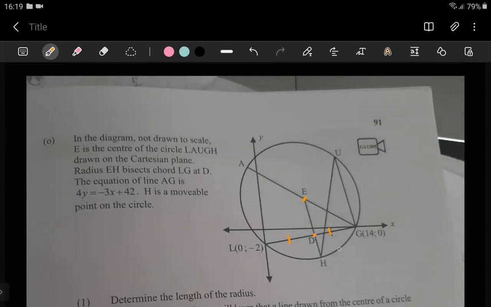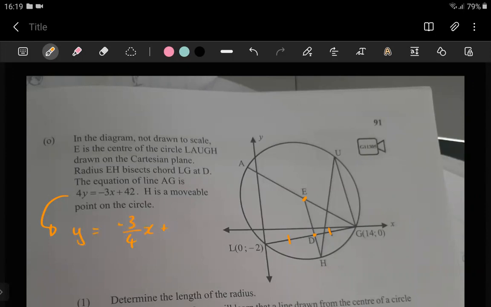So H is a movable point on the circle. Okay, that's interesting. Now the key thing is, anytime you're given an equation of a circle in a format that's not standard, always put it in standard form first. It'll make your life a bit easier. So here we will need to divide by 4 everywhere. So this is going to be negative 3 over 4x.